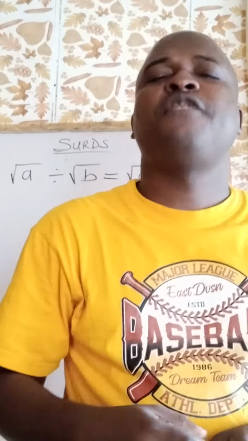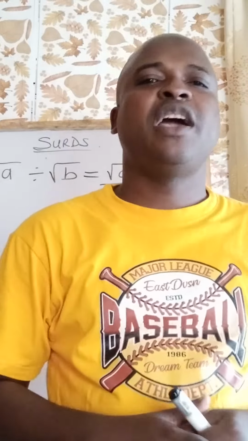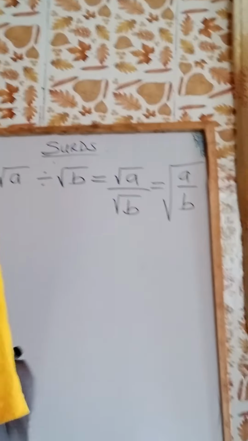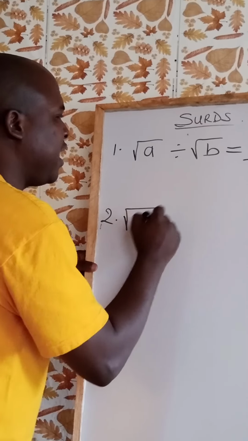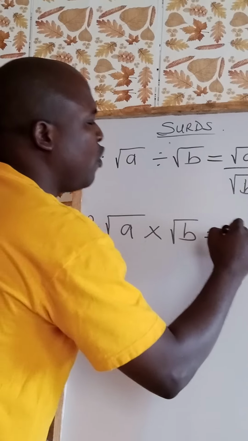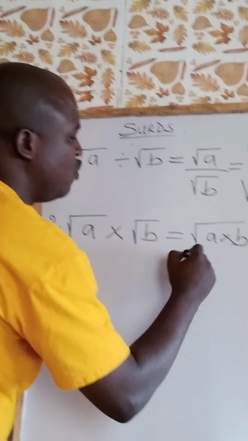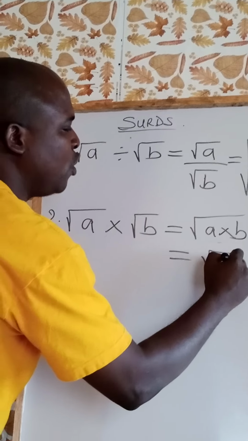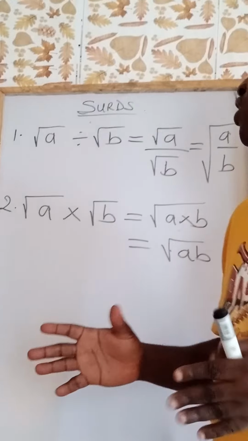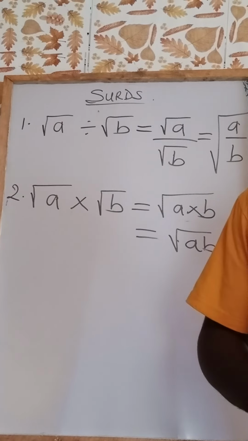We are still going to have many examples on how to apply this rule that we have on the board. The second rule of surd is multiplication. We have root A times root B, which is equal to root of A times B, which is automatically equal to root AB. Then we are still going to solve questions on how to apply all these rules that are on the board.